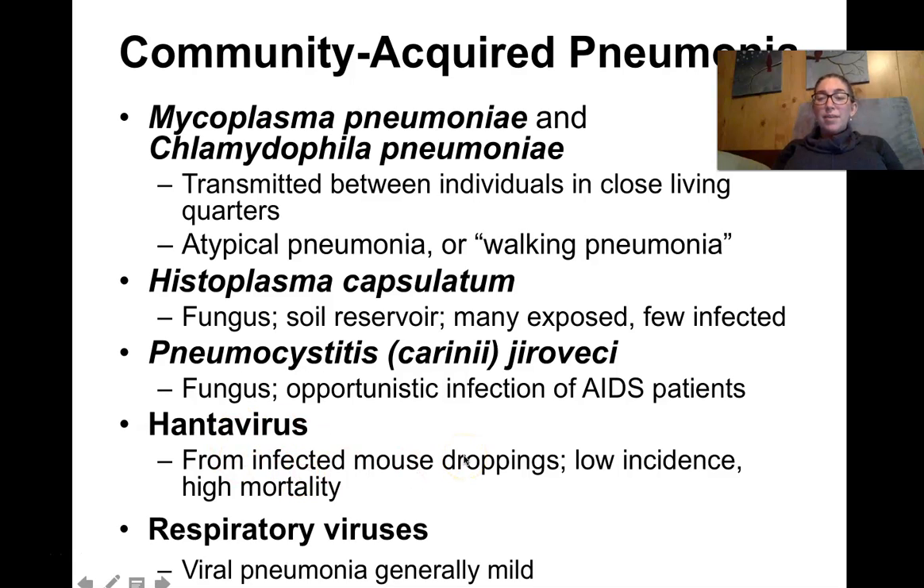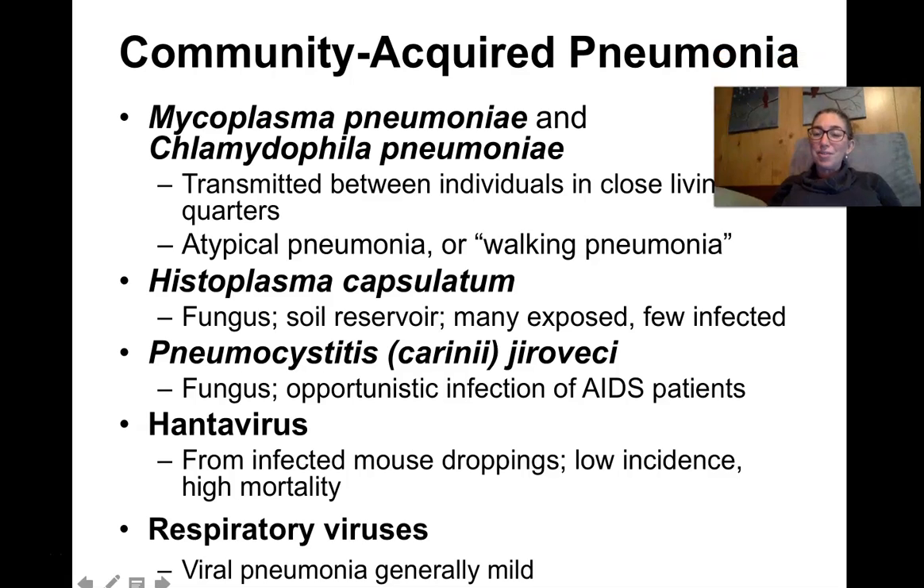Hantavirus is a very deadly one that can be caused when you go hiking or something, and you step on mouse droppings. Mice can carry this virus, and you step on the mouse droppings and that aerosolizes them and you inhale them. It's pretty rare, this hardly ever happens, but when it does, it has a really high mortality. And then of course there's tons of viruses that can cause pneumonia. The viral pneumonia is usually more mild than bacterial pneumonia, except for cases like novel viruses or really bad viruses like influenza or coronavirus.